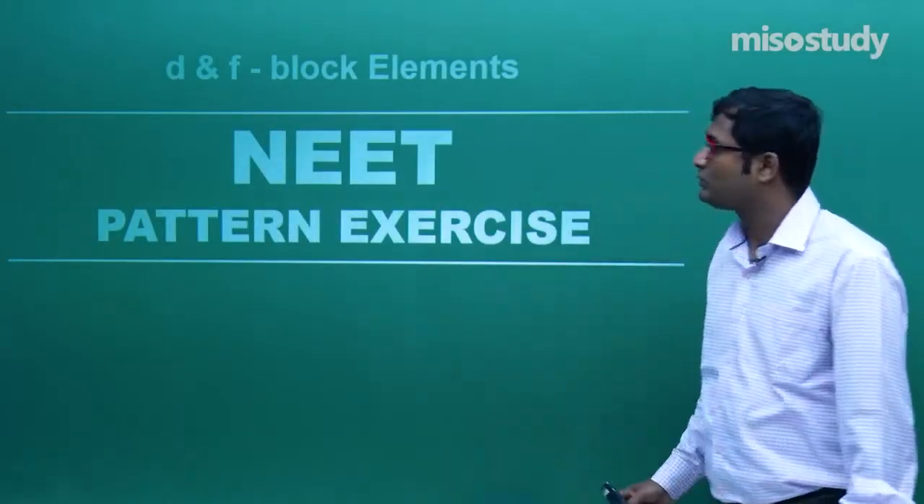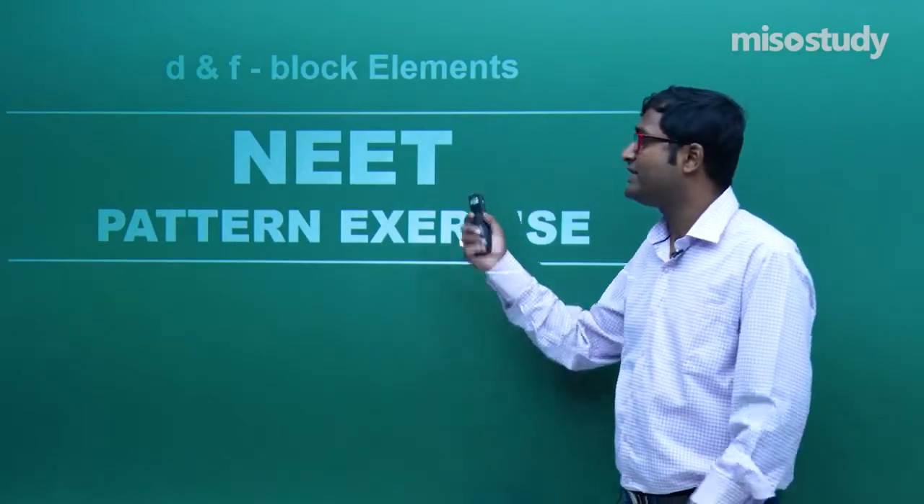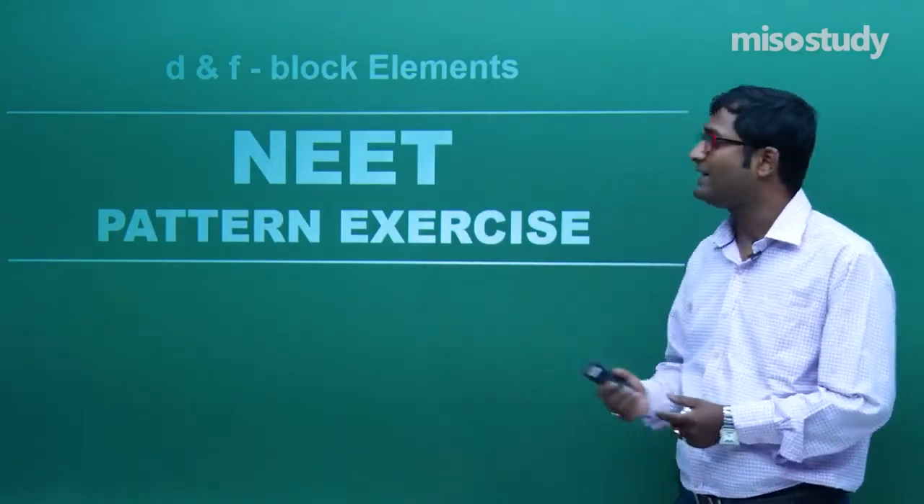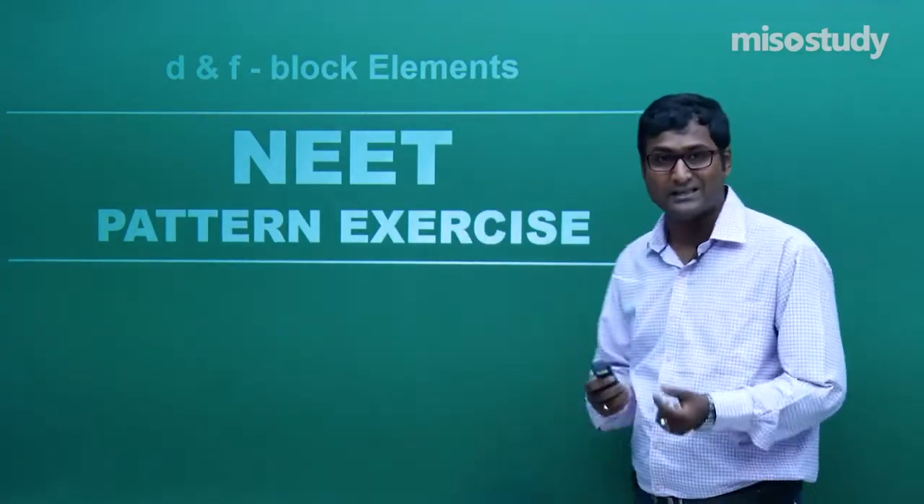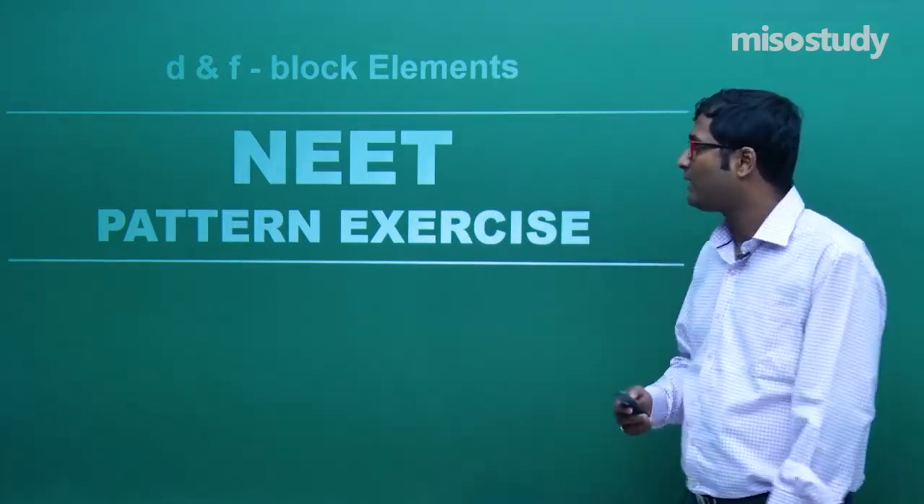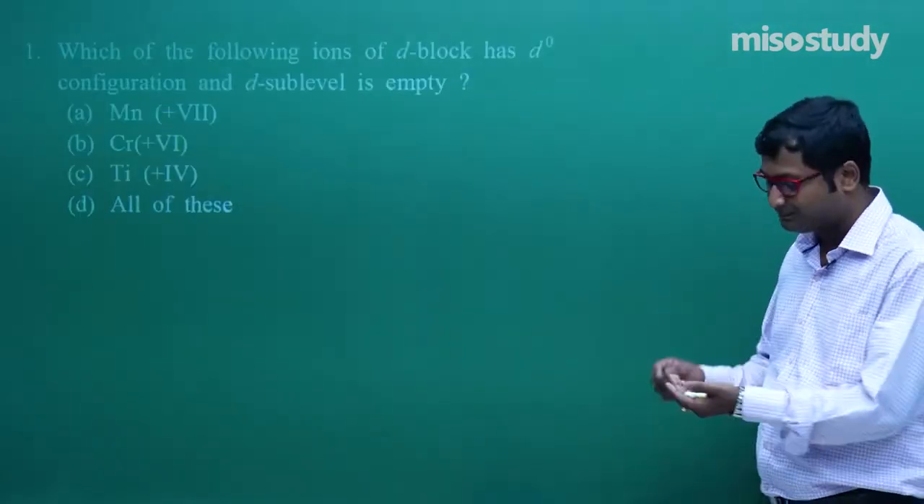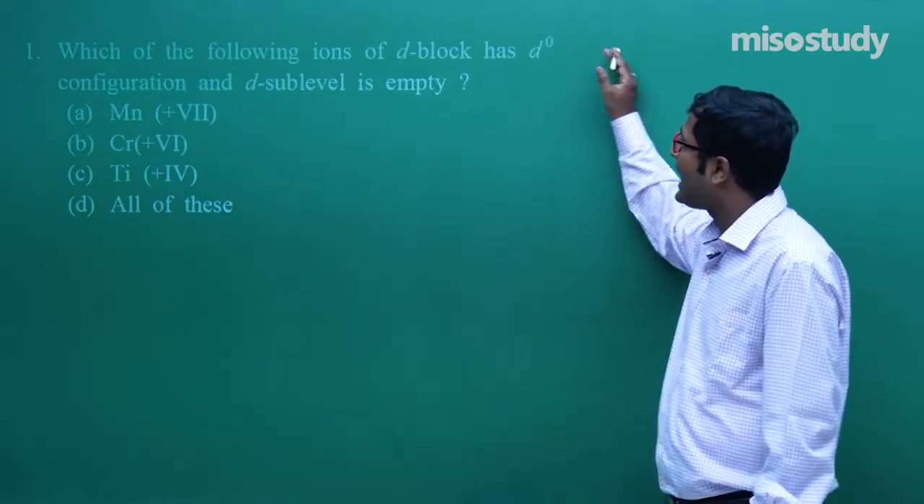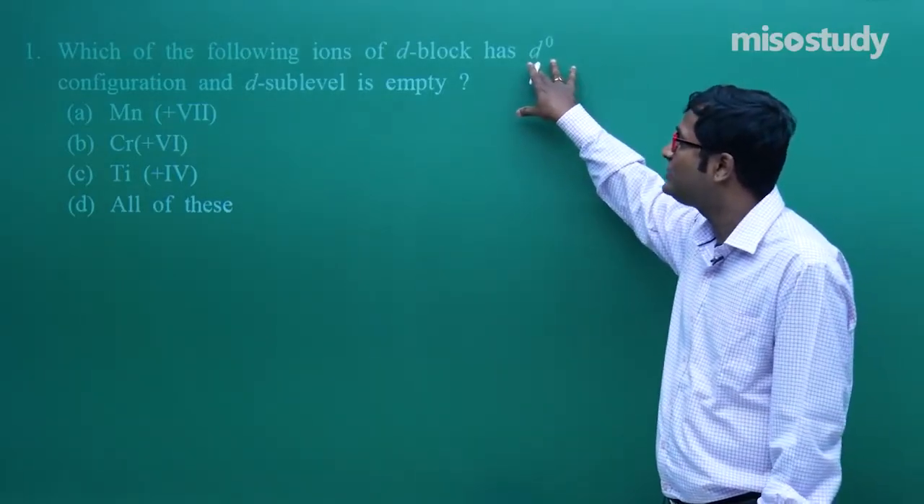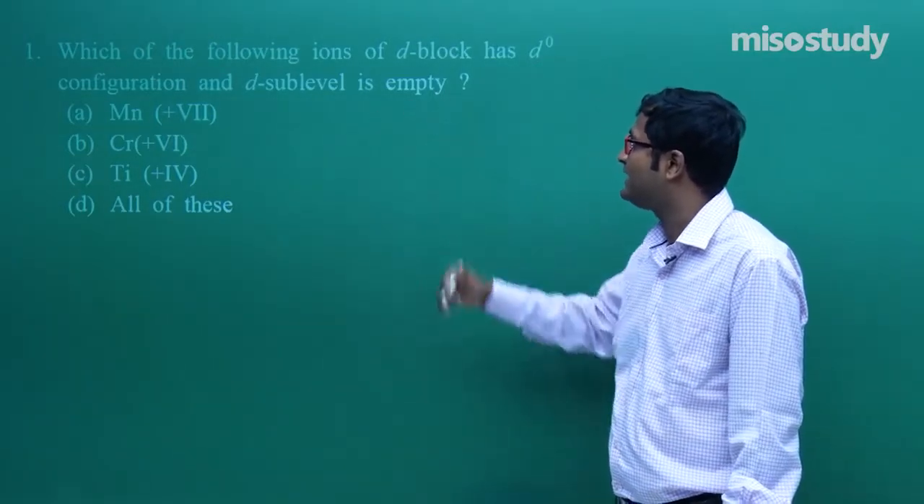Today we are going to discuss a few questions related to D and F block elements for NEET exam preparation. So friends, let's start the question answer round. Now my first question is, look at what I'm telling. Which of the following ions of D block has D0 configuration and the D subshell is empty?